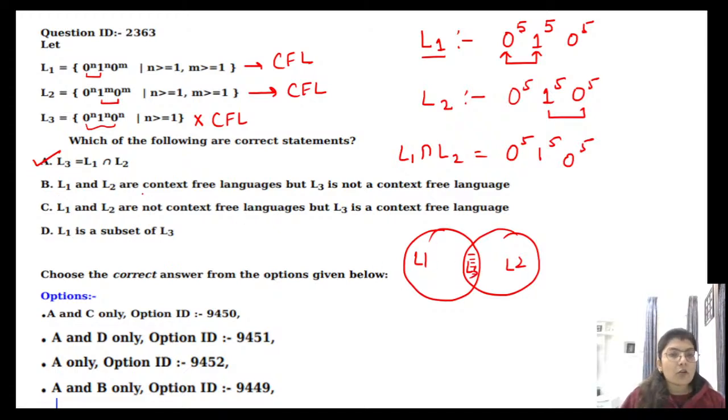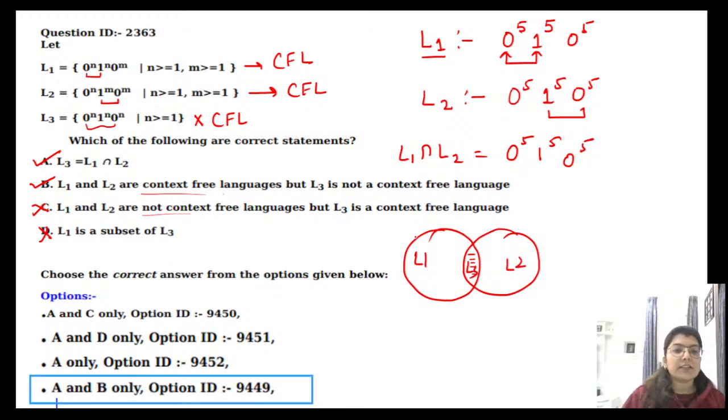L1 and L2 are context free languages, but L3 is not a context free language. Correct. L1, L2 are not context free language. Wrong. L1 is a subset of L3. Again, wrong. L1 is not a subset of L3. L3 is a subset of L1. Okay. So the correct answer to this question is option number D. Good. Correct everyone. Okay. Understood?